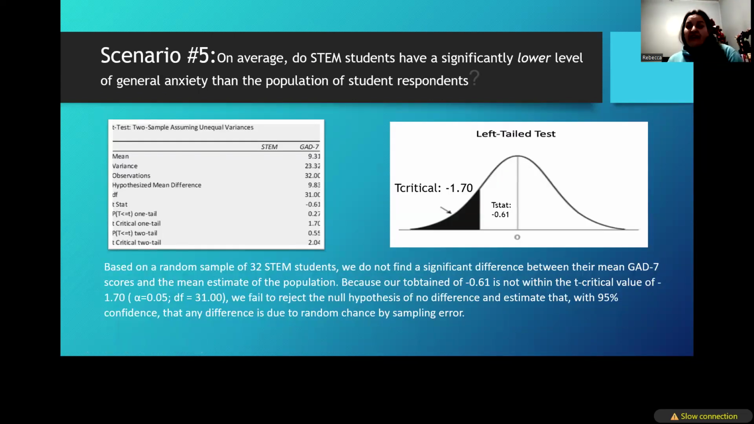On scenario 5, we asked, do STEM students have a significantly lower level of general anxiety than the population of student respondents? Once again, based on the random sample of 32 STEM students, we do not find a significant difference between their mean GAD-7 scores and the mean estimate of the population, because our T obtained of negative 0.61 is not within the T critical value of 1.70. We fail to reject the null hypothesis of no difference and estimate that with 95% confidence, any difference is due to random chance by sampling error.